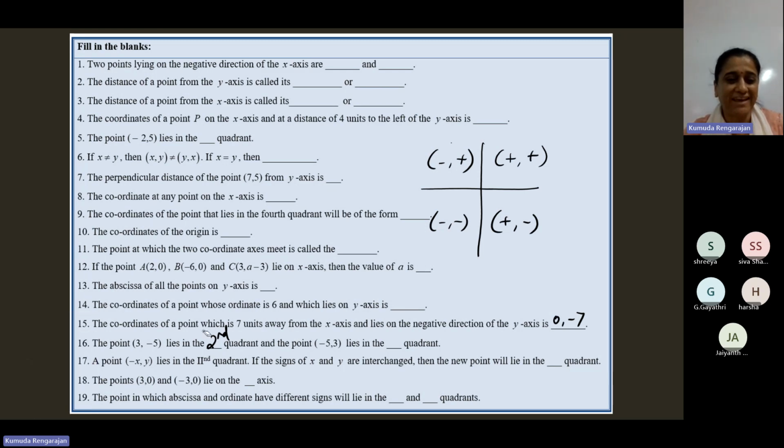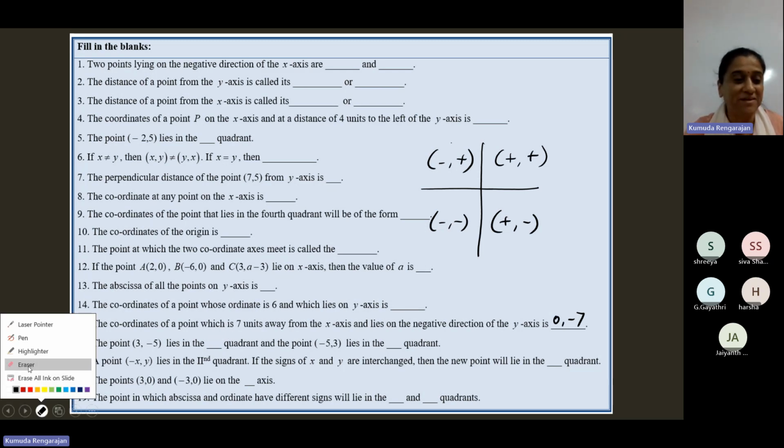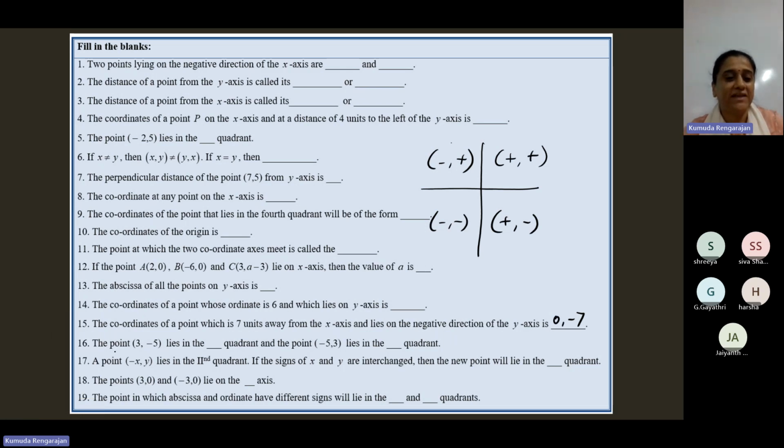See, I'm colorblind. I'm seeing it and writing it incorrectly. I'm sorry. The point 3, minus 5. So plus minus is here. Fourth quadrant. Sorry, fourth quadrant. And the point minus 5, 3. Minus and plus lies in the second quadrant. Minus plus lies in the second quadrant.